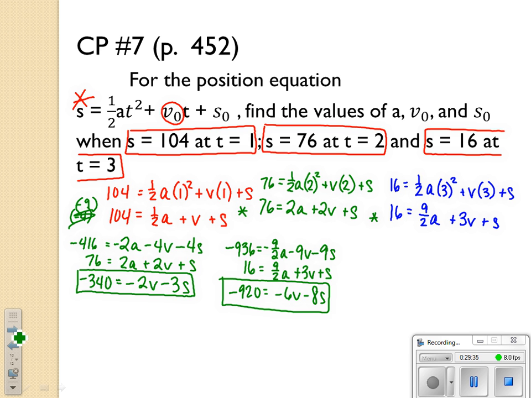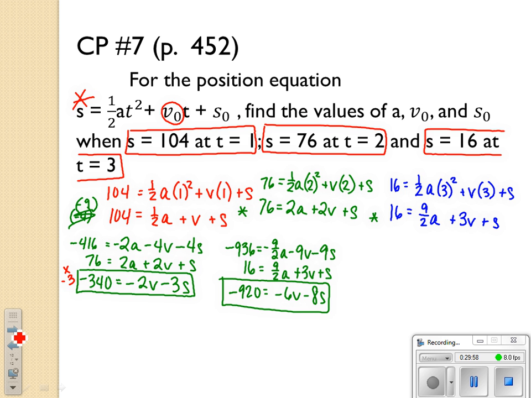Okay, so now these two both have just variables of v and s in them, so I can eliminate one of my variables. I'm going to eliminate v. I'm going to run a -3 through this equation to make +6v here, and that way I can cancel out the -6v next door. So multiplying through this one by negative 3.